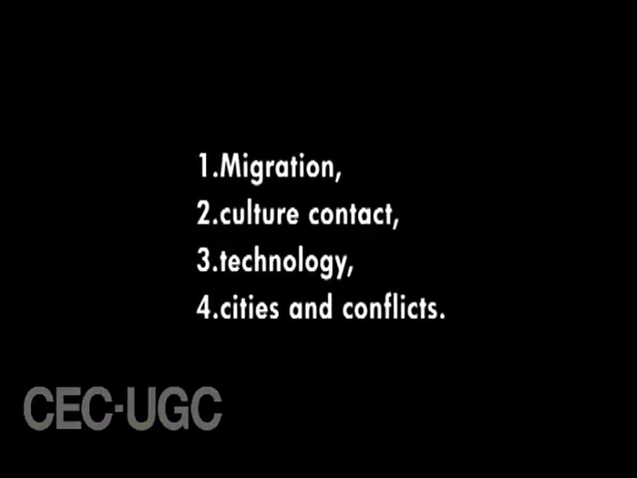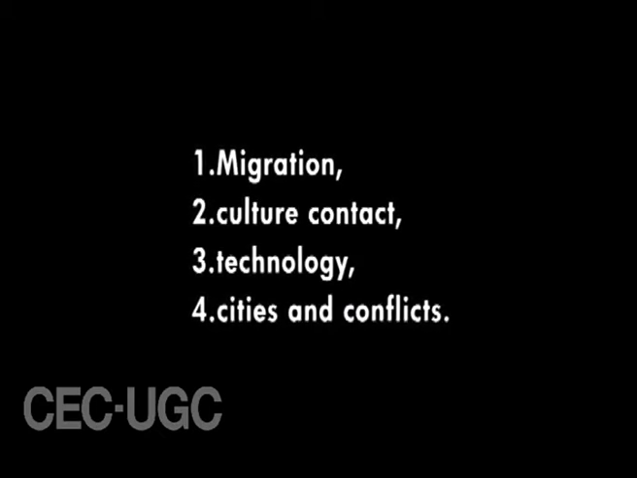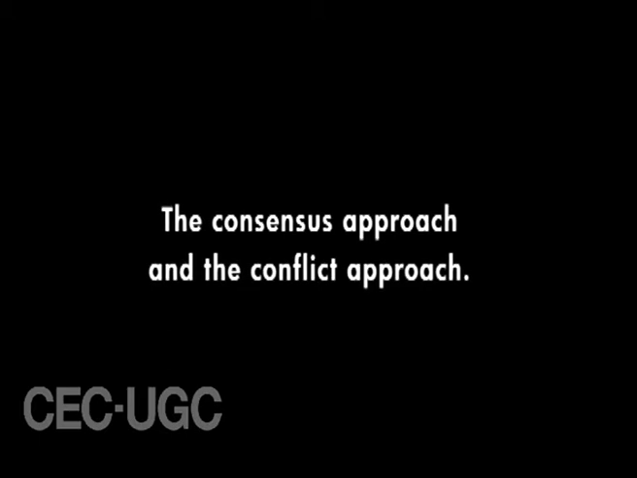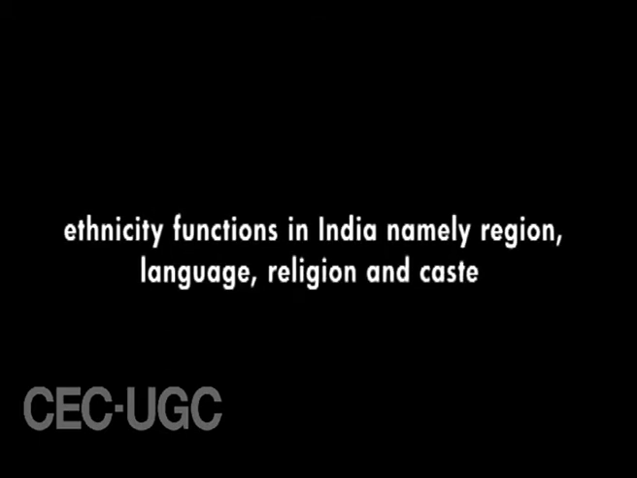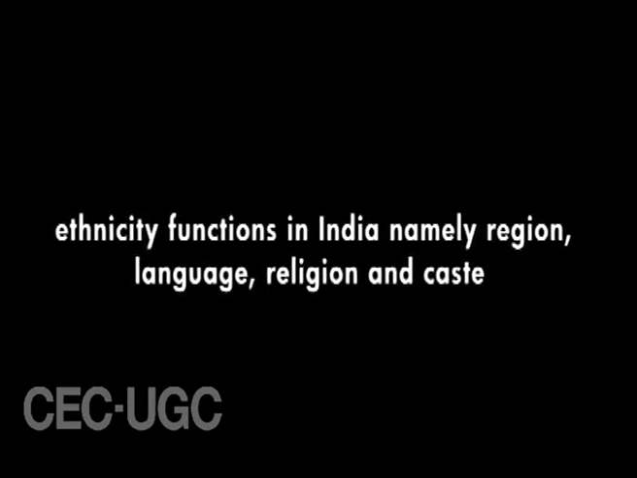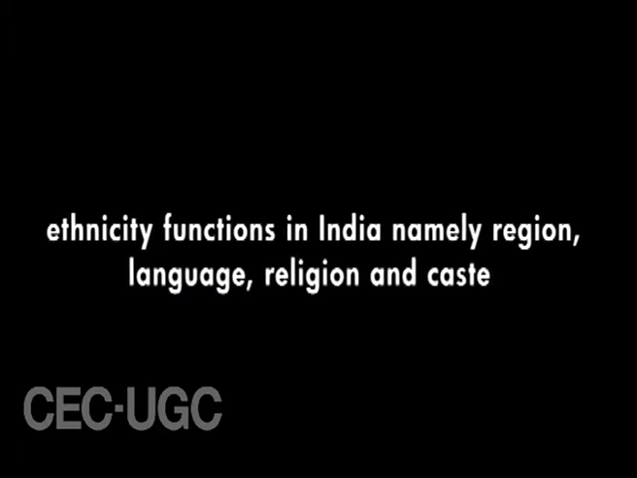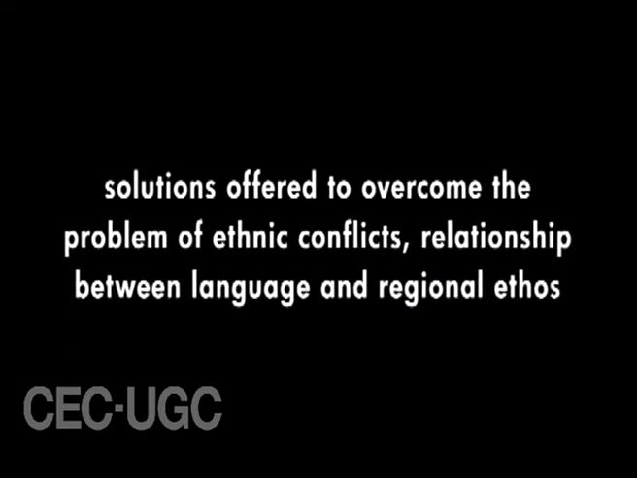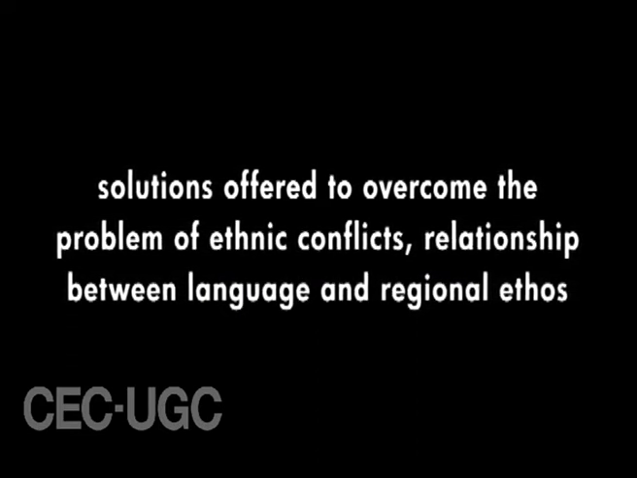Then we moved on to the factors associated with the interest in the study of ethnic relations all over the world. The factors mentioned are migration, culture contact, technology, cities and conflicts. We also learned the basic approaches to the study of ethnicity, the consensus approach and the conflict approach. We did describe the premises on which ethnicity functions in India, namely region, language, religion and caste. We then learnt the various forms of ethnic conflict in India, namely language conflicts and religious conflicts. We summarized the common features found in ethnic conflicts. We stated the solutions offered to overcome the problem of ethnic conflicts in India. And lastly, we saw the relationship between language and regional ethos.